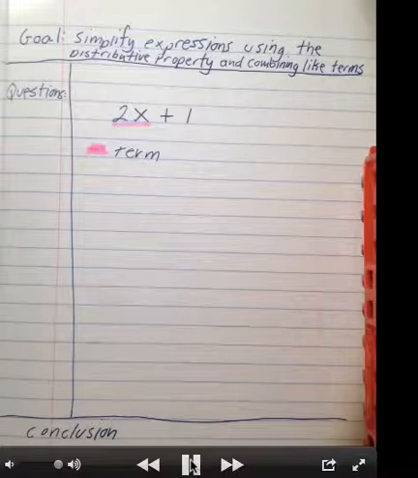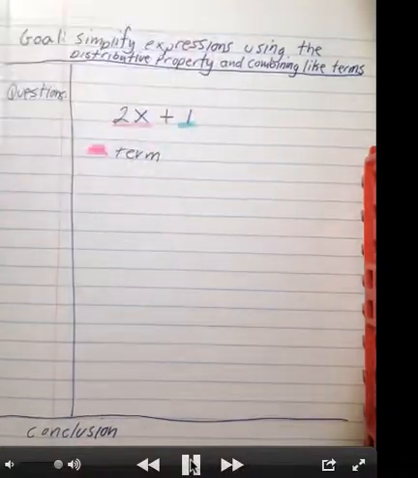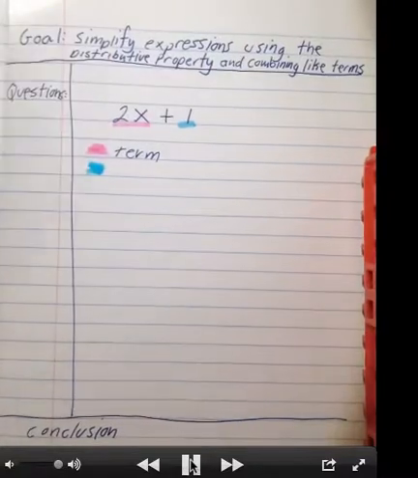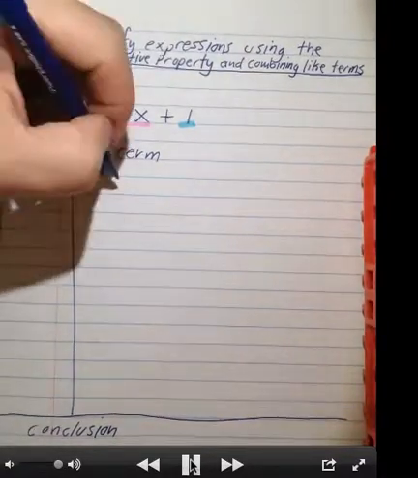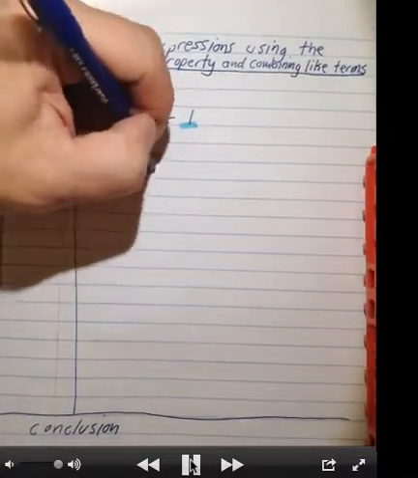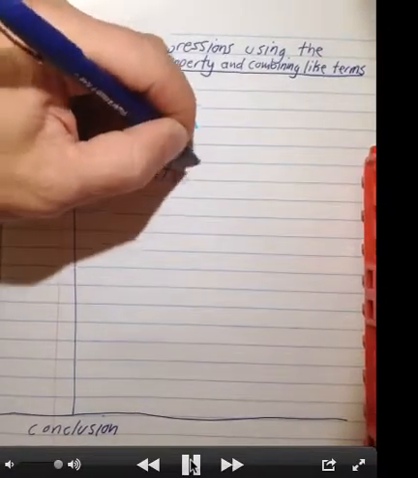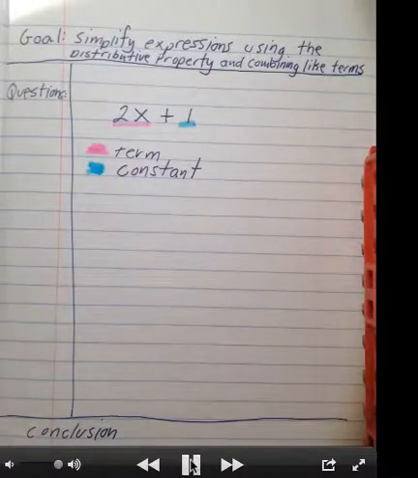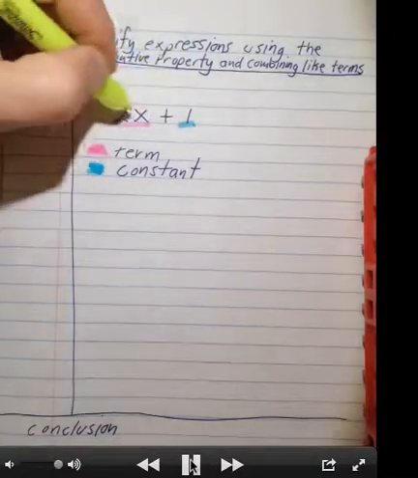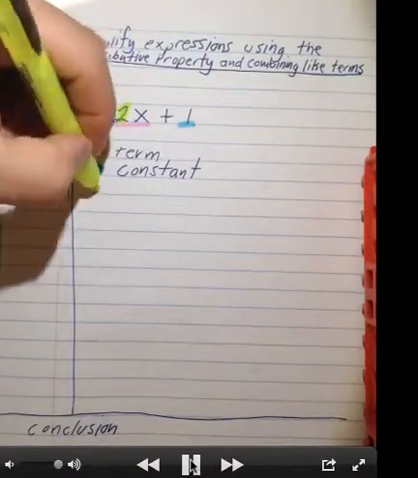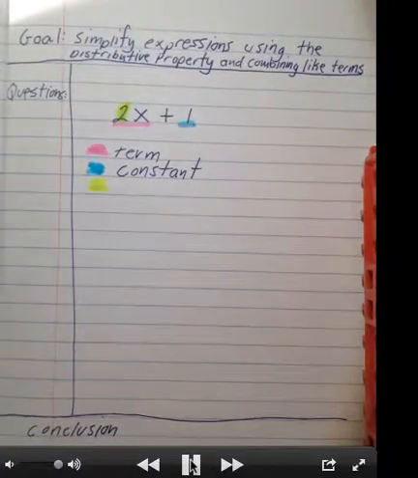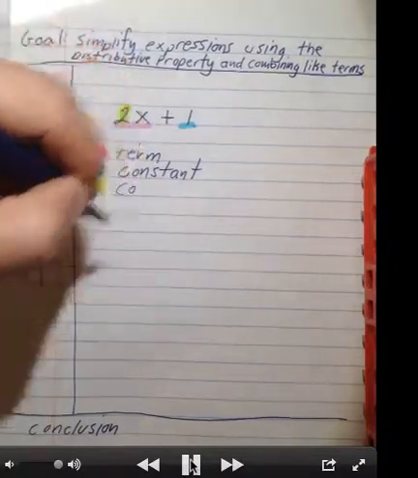The 1 is never going to change. It will remain 1 in this expression, and it's constant. The coefficient of the term 2x is 2. So I will highlight that in yellow. The 2 is multiplied by the variable x, and that's a coefficient.